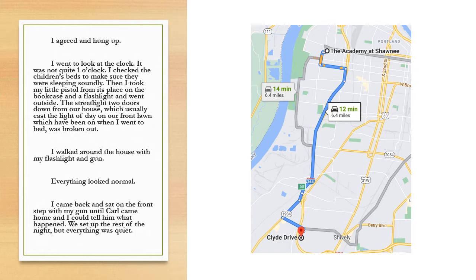The street light 2 doors down from our house, which usually cast the light of day on our front lawn, which had been on when I went to bed, was broken out. I walked around the house with my flashlight and gun. Everything looked normal. I came back and sat on the front step with my gun until Carl came home, and I could tell him what happened. We sat up the rest of the night, but everything was quiet.